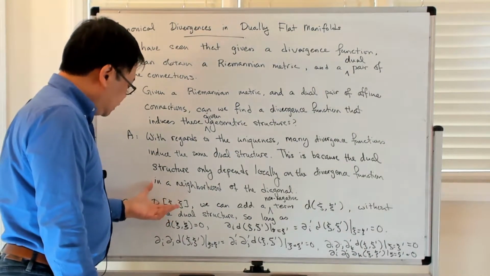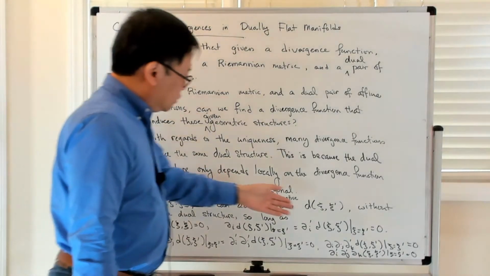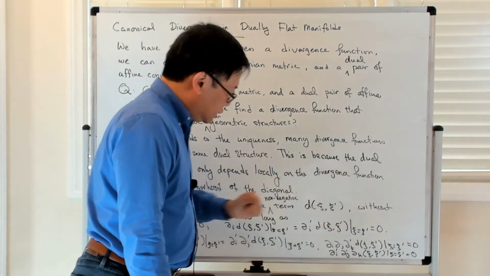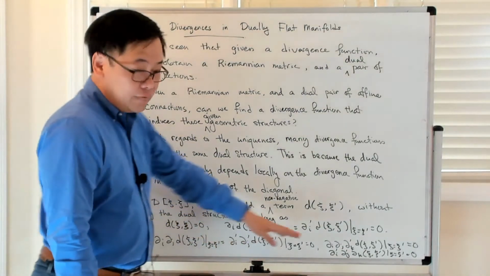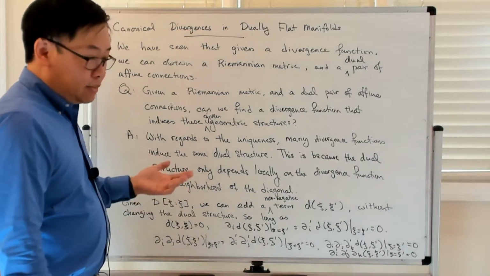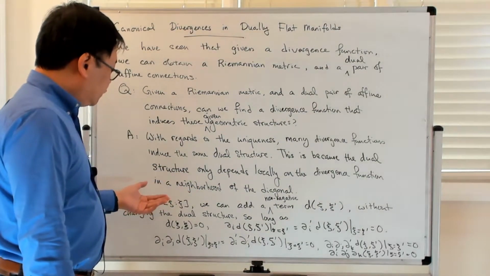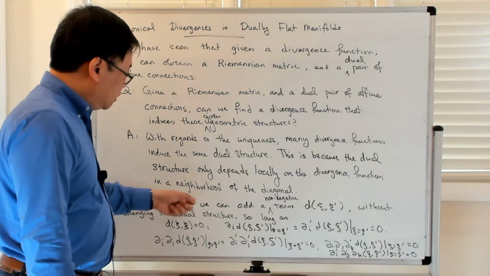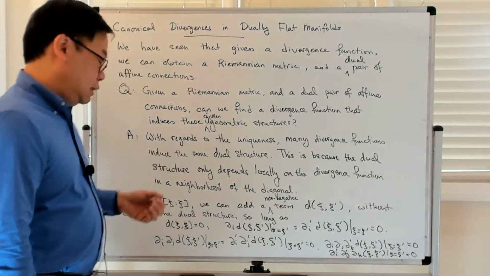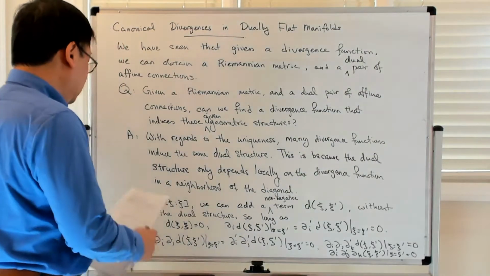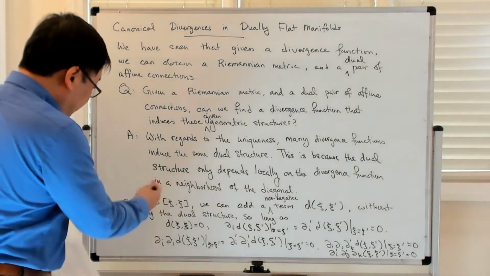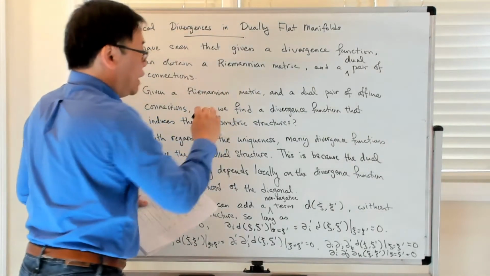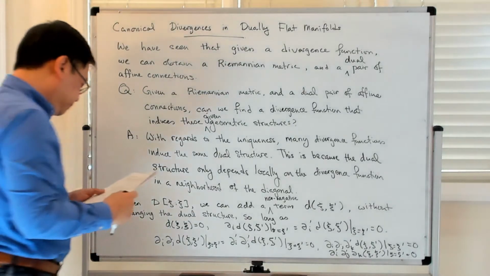So if you have this divergence function and you shift it by this object, which is non-negative, in the following way, where this perturbation satisfies these vanishing derivative conditions, then it shouldn't surprise you that the dual geometric structure induced by the perturbation of the original divergence function agrees with the dual structure induced by the original divergence function. It just follows from the definition of how you get the Riemannian metric and the dual pair of affine connections given a divergence function.